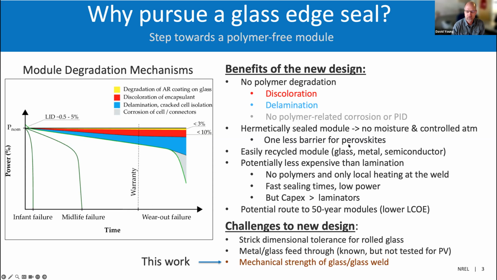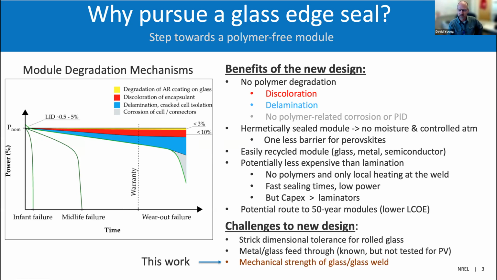That would be certainly one less barrier for the perovskites if we could have a moisture-free packaging. This new design would also be easily recycled. You could get the glass, the metal, and semiconductor easily out just by breaking the glass. It's potentially less expensive than lamination. Still working on that part. There are no polymers, so you don't have to buy the polymers.